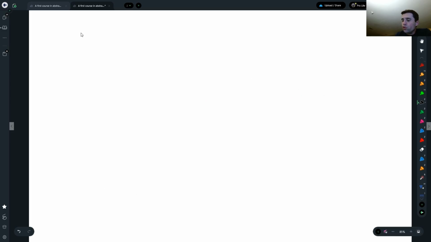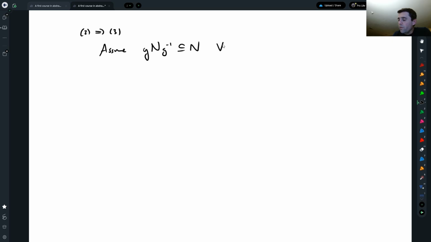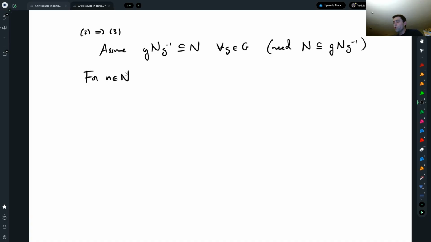Now let's prove that 2 implies 3. So let's assume that gNg inverse is contained in N for all g in G. And then let's prove that actually I have an equality. So what I need for the equality is that N is actually contained in gNg inverse. So for n in N, I want to prove this containment that is in here.